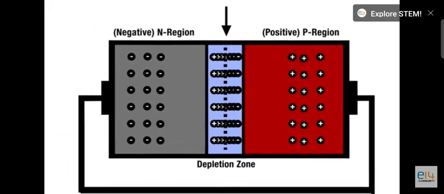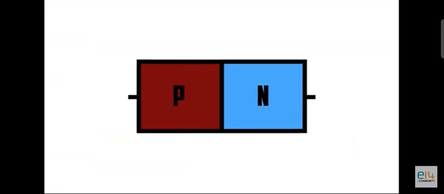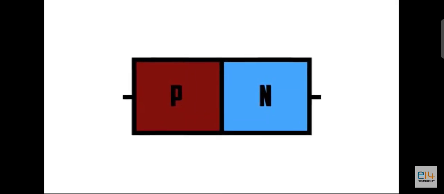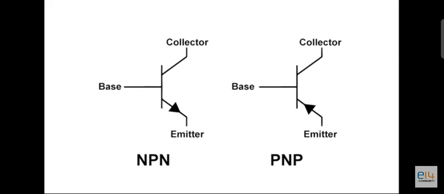Previously, we've talked about how diodes work. Diodes have a PN junction. Bipolar junction transistors, or BJTs, are bipolar because they have two PN junctions. BJTs are essentially two diodes in a single package. The two main types are NPN and PNP transistors.